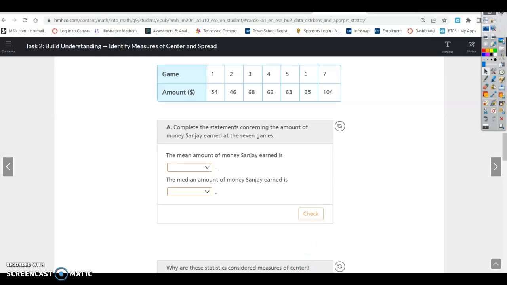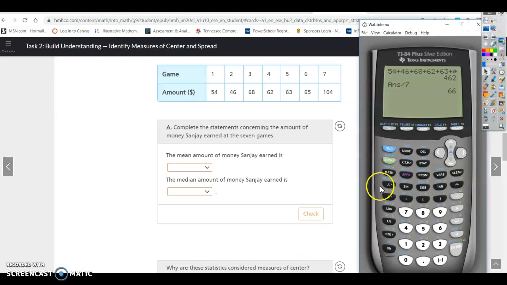All right, I'm going to show you how to use your calculator to find this data, because it is easier to do it this way. So if you go to Stat and hit Edit, we're going to put these numbers here, just the amounts. We don't need the game, but put the 54, 46, 68, 62, 63, 65, 104. We put all of those in L1.